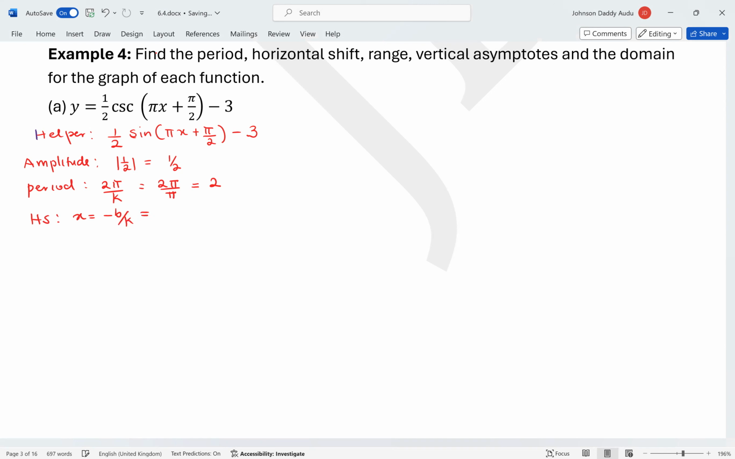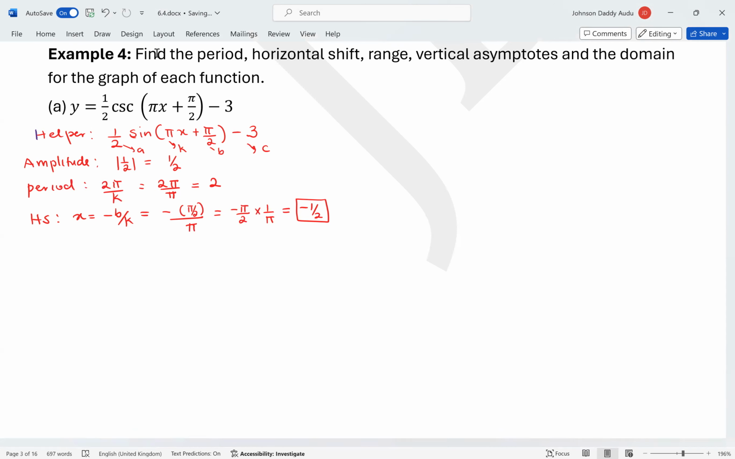What is b? Here you can see this is our a, this is our k, this is b, and this is c. So minus b is pi over 2. Then we divide by k, and k is pi. This is minus pi over 2 times 1 over pi, which is minus half. So we have a horizontal shift of minus half.